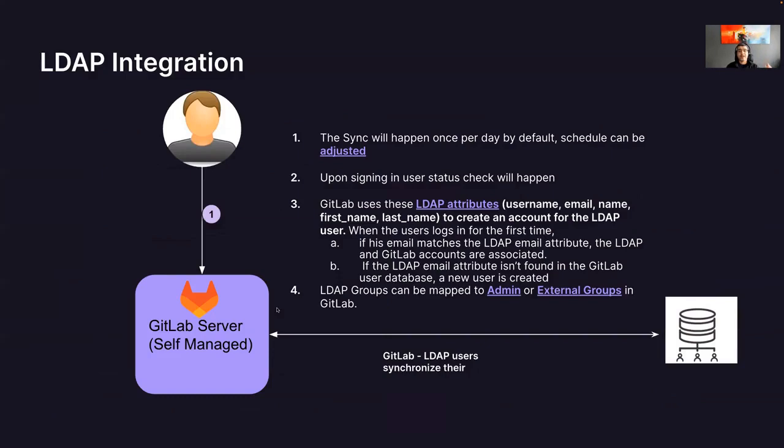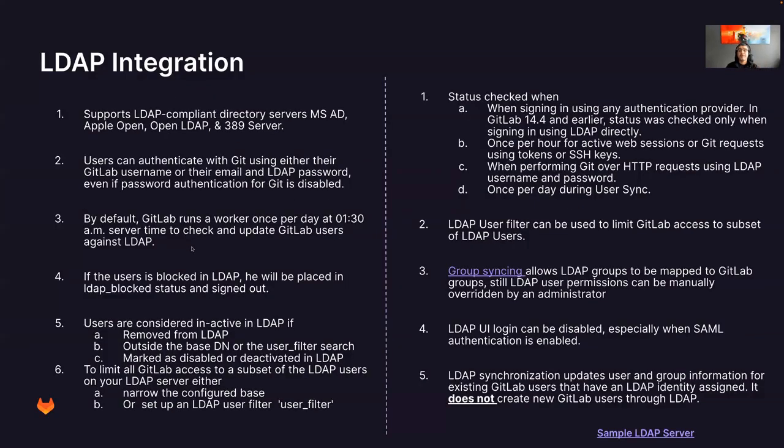That's the default behavior. And I like to be precise, it will happen at 1:30 a.m. based on the server timing, of course, to do this synchronization. And in this synchronization, based on the email address matching, if the user doesn't exist, has been removed from the LDAP, has been placed under the blocked or moved out of the base domain in the LDAP, he will be flagged as a blocked user in GitLab.